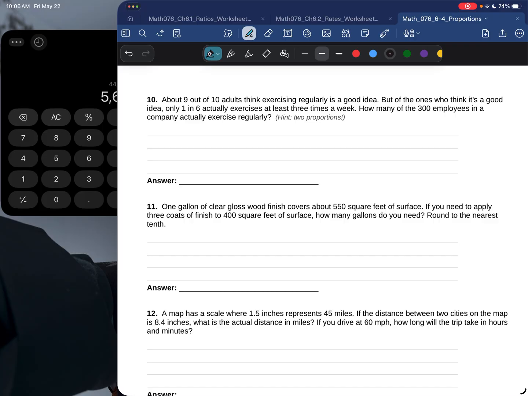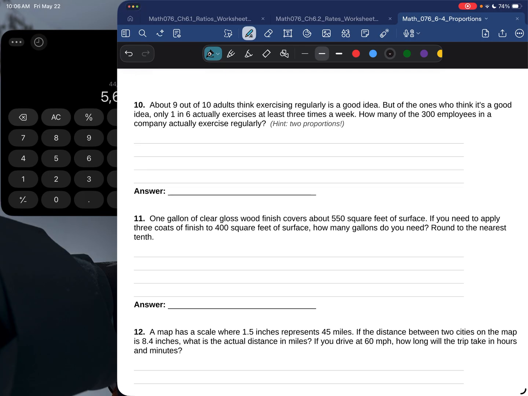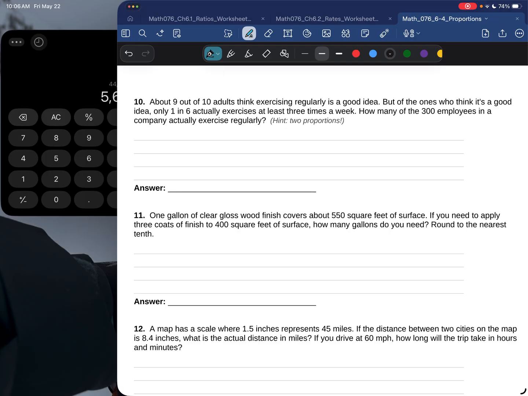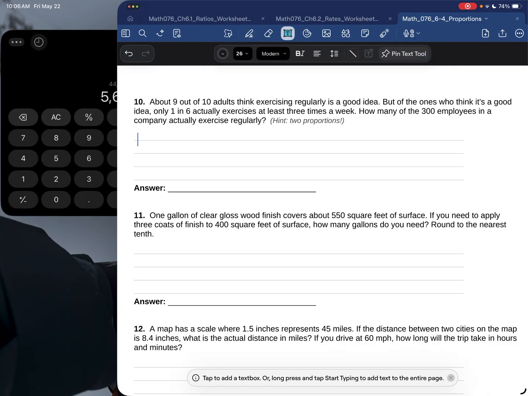Okay, we got another double proportion one. 9 out of 10 adults think exercising regularly is a good idea. But of the ones who think it's a good idea, only 1 in 6 exercise at least 3 times a week. This sounds pretty realistic. How many of 300 employees in a company actually exercise regularly? First we're going to figure out how many think it's a good idea, and then how many of those actually exercise. So we're going to set up our proportions.